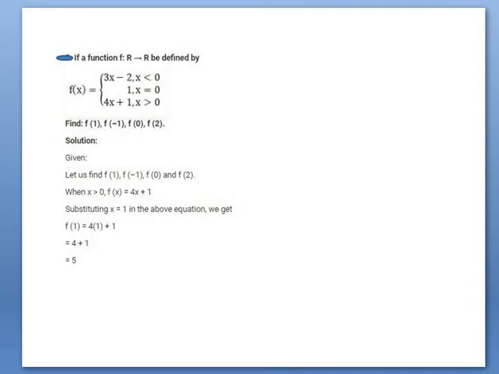Now the value of x is 1. So in place of x, I will write f of 1 is equal to 4 into 1 plus 1. So if you solve this, you will get 4 plus 1 is equal to 5. So from the definition of that particular function, I will get the value of f of 1 is equal to 5.